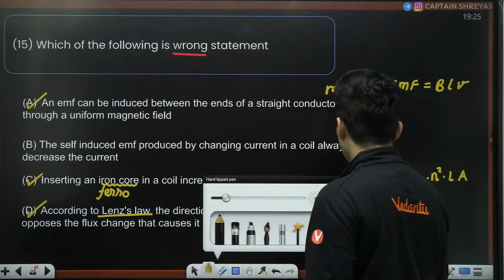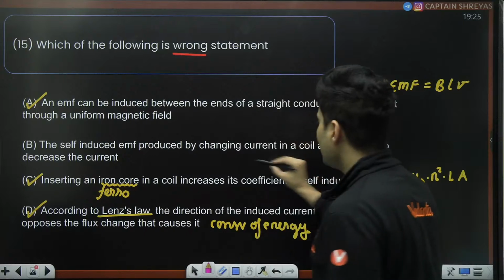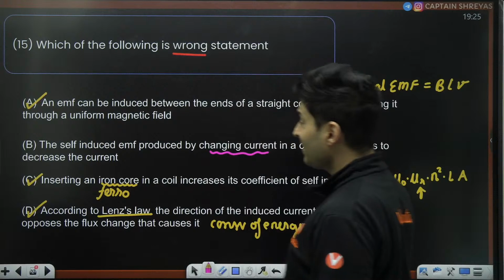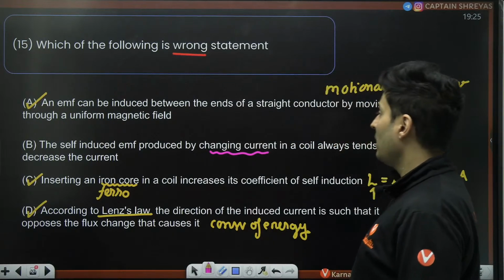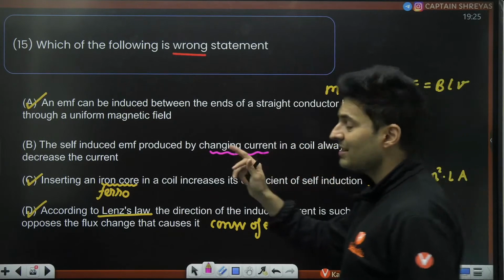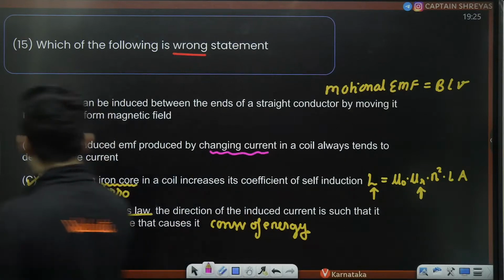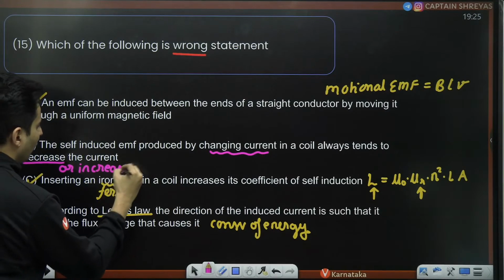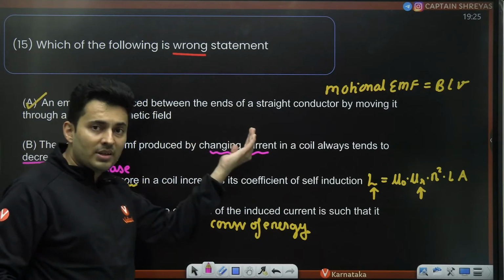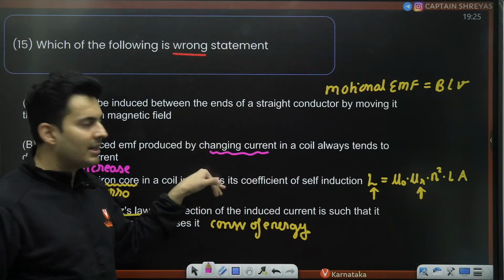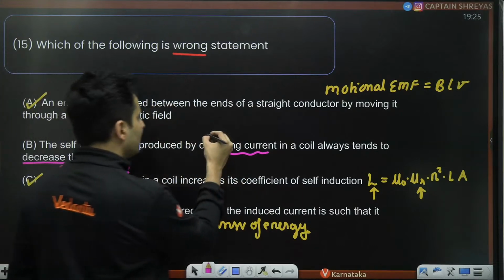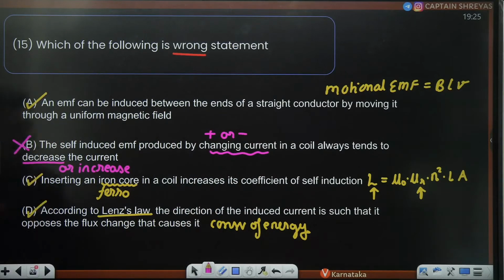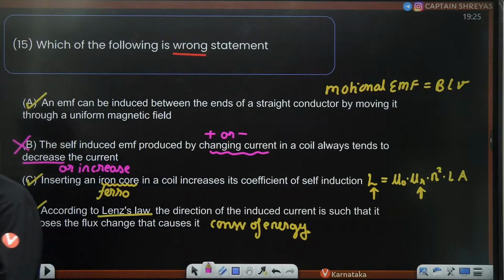This is wrong. I'll tell you why. When you change the current, the coil always will decrease the current. The self-induced EMF produced by changing the current will always tend to decrease the current. That is wrong. It may decrease or increase depending on what is happening. If the change is positive, it will try to decrease. If the change is negative, then it will try to increase. So the change can be positive or negative. Hence, B option is the wrong one. Got it, my dear students? B option is the wrong one.